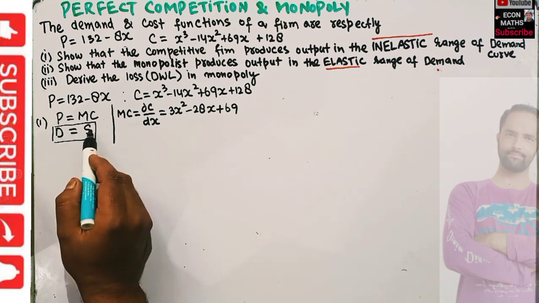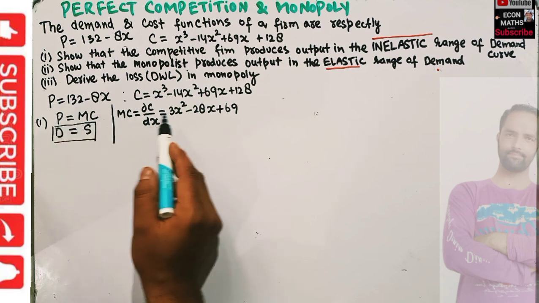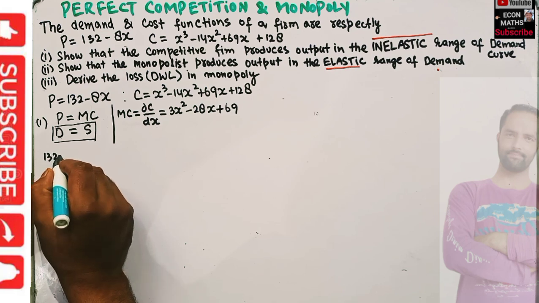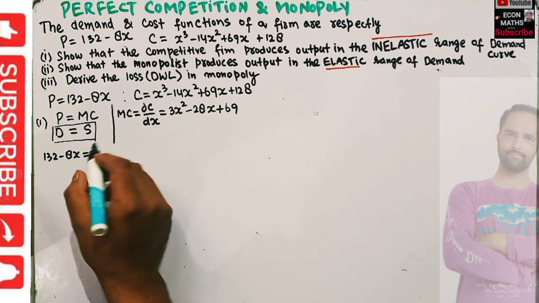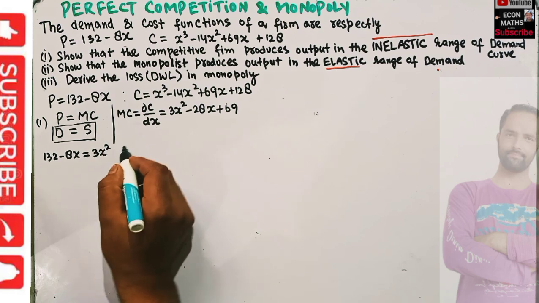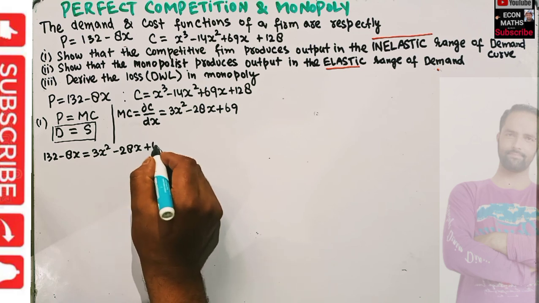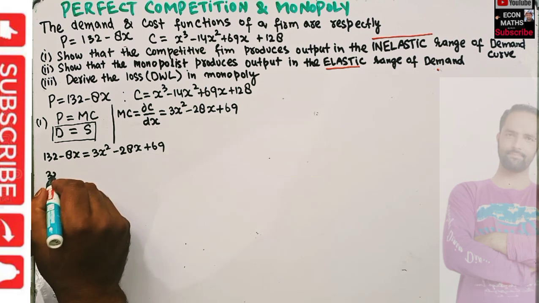Now demand is equal to supply, which means we have to equate this P with marginal cost. P is our 132 minus 8x. It should be equal to marginal cost, which is 3x square minus 28x plus 69. Now solving this, so we have 3x square.